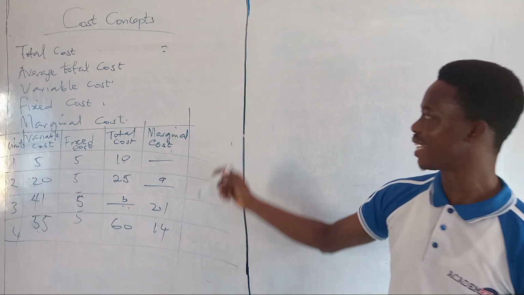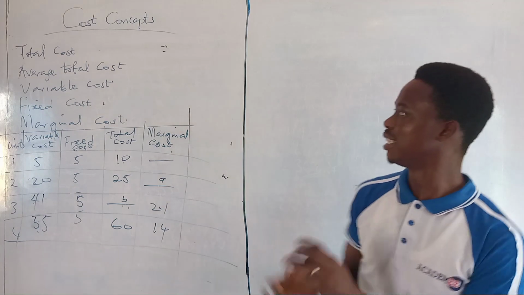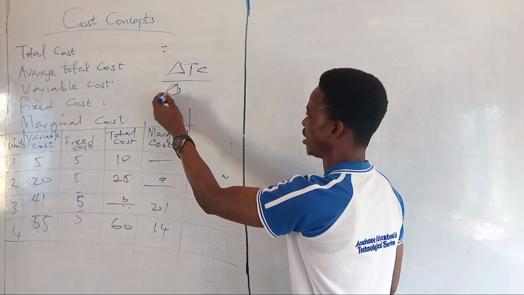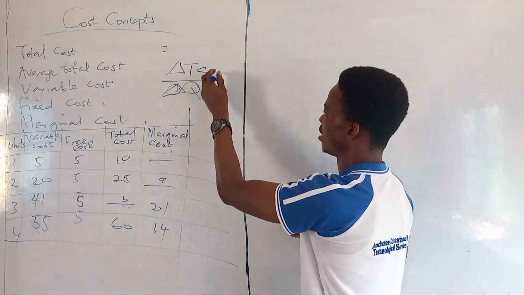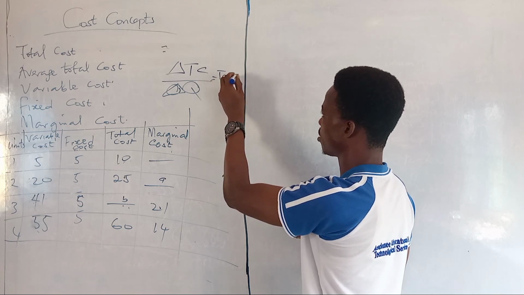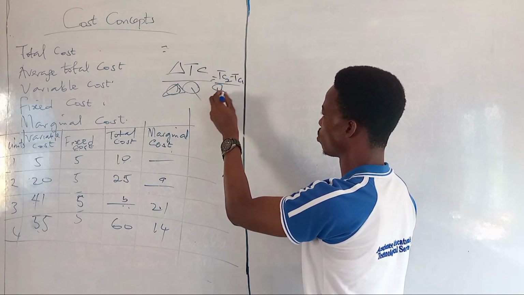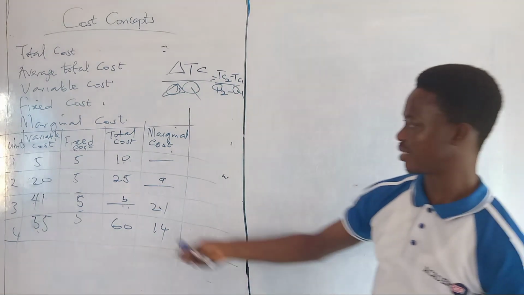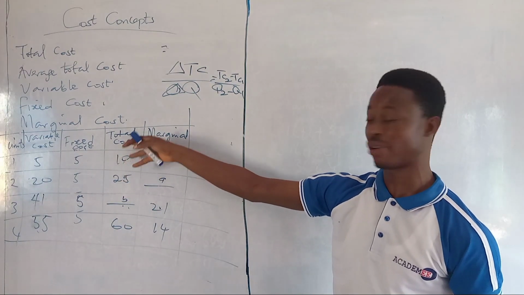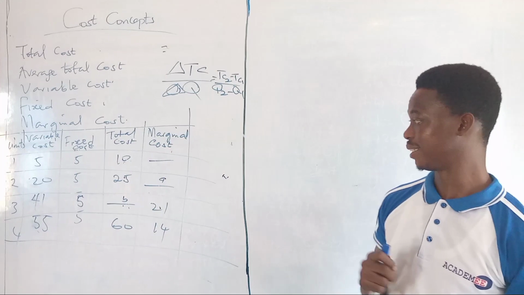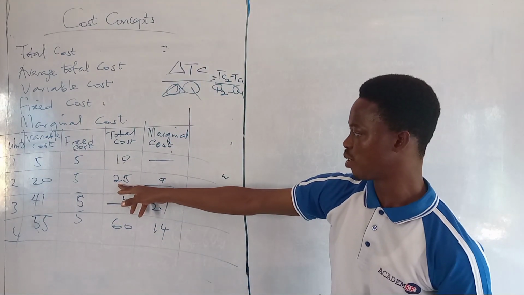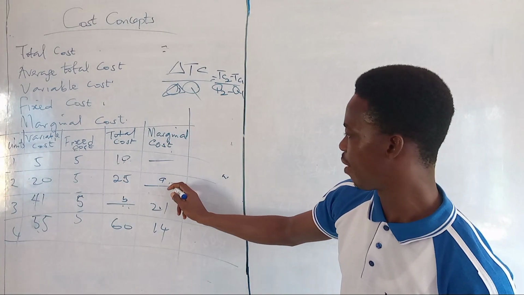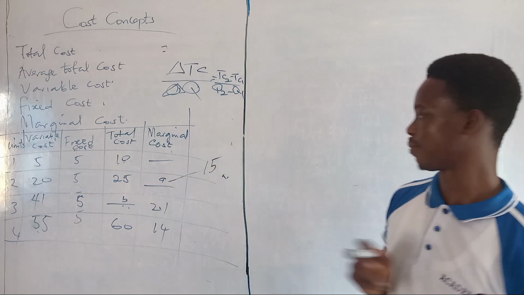Now, the marginal cost is the change in TC over change in Q, which means TC2 minus TC1 over Q2 minus Q1. Before this production, there is no prior production, which means nothing will be here. But this is the second production, and this is the first production. 25 minus 10 will be what? 15. So our marginal cost here will be 15.